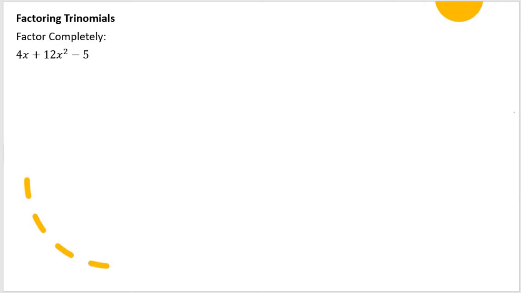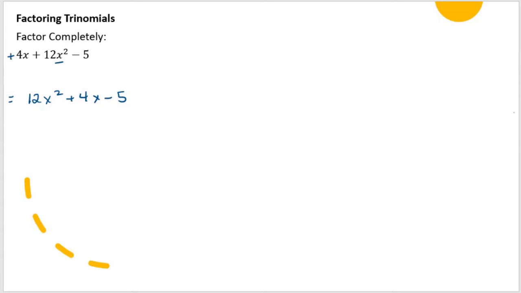All right, so looking at this one question. First thing I notice is that while it's a trinomial, it's not in the order I expected it in. I expect the x squared term to show up first. I expect the terms to be in descending order of power. So the very first thing I'm going to do is simply rewrite it as 12x squared plus 4x minus 5. Remember that I can move terms around as long as I keep their signs with them. So it's a positive 12x, a positive 4x, and a negative 5.